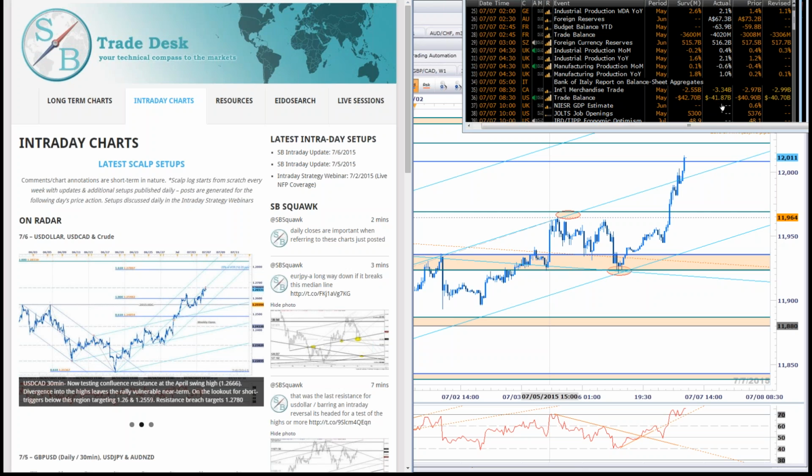We are just getting the release for the U.S. trade balance figures coming out slightly better than expected. Deficit of 41.87 billion. We're looking for a deficit of 42.7. Slight deterioration from the previous print. Nonetheless, not a major market mover though, guys, but hitting the wires at this point.